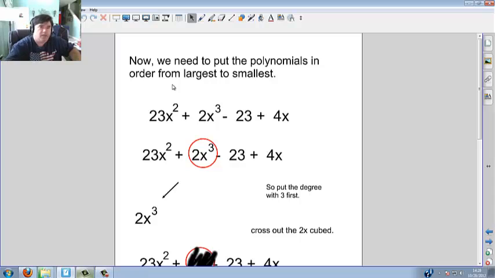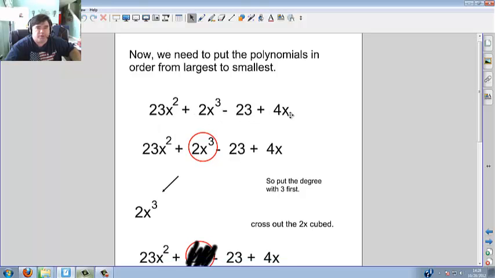And we're back. Now we need to put the polynomials in order from largest to smallest. So take a look here. I have 23x squared, 2x cubed, minus 23, plus 4x. Really, excuse me, the largest exponent is still the x cubed, so that goes first. And what I'll do is I'll take this here, I'll write this down below and scratch it out.